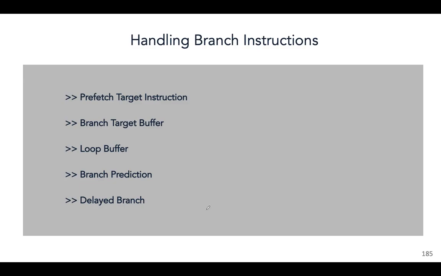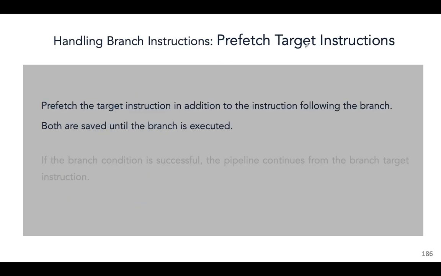Alright, now there are several methods of handling these issues caused by branch, jump and call instructions. These are prefetch target instruction, branch target buffer, loop buffer, branch prediction and delayed branch. So we'll quickly take a look at each of them one by one. Let's first start with prefetch target instruction.